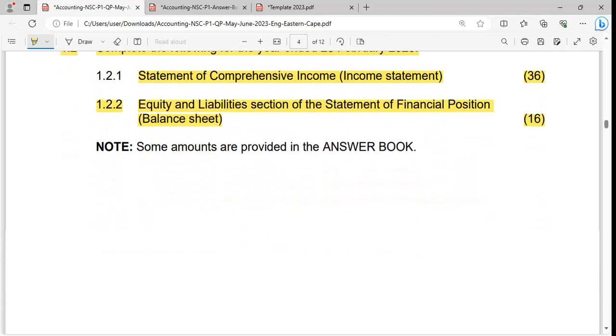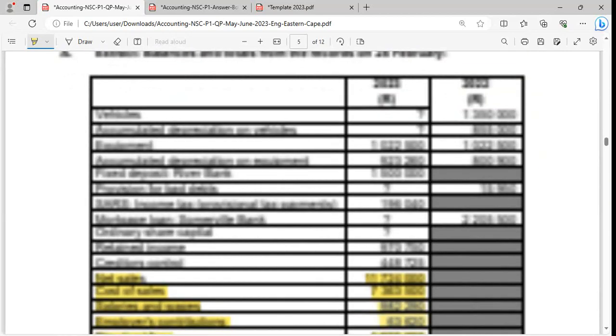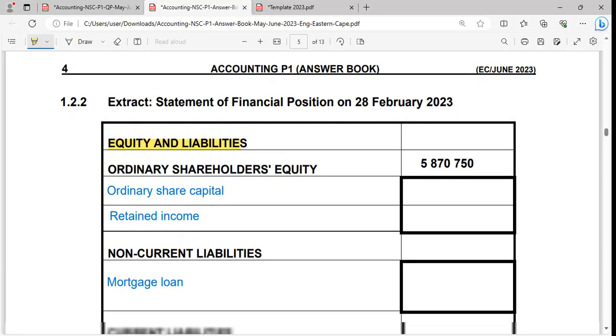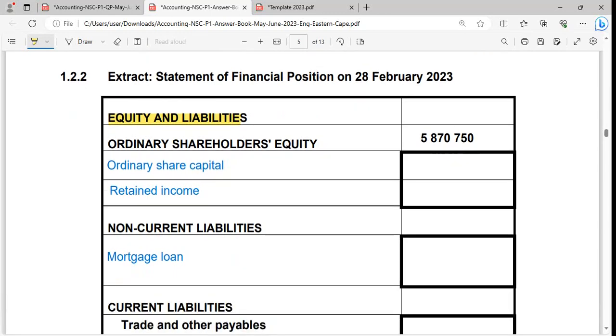So guys, we have the answer booklet esizoyisebenzisa. So the answer booklet amanye amounts already sesifakeliwe wona. So now since it is the equity and liabilities section only, we are not preparing the full statement, the full balance sheet, but only the section of equity and liabilities abafuna siyenze.